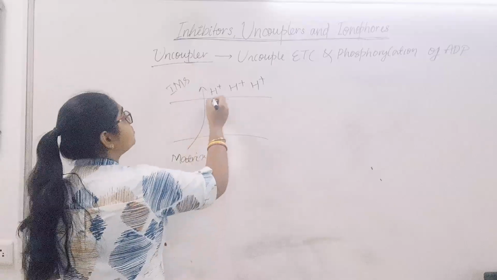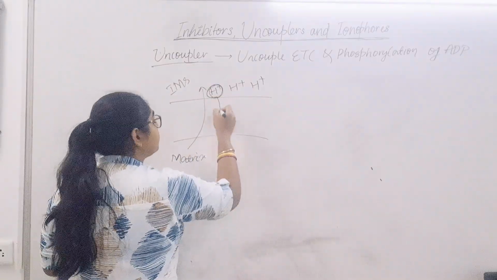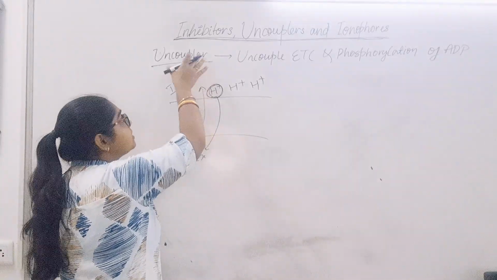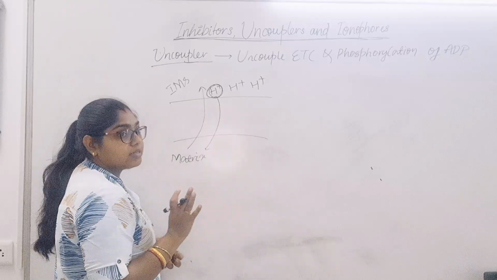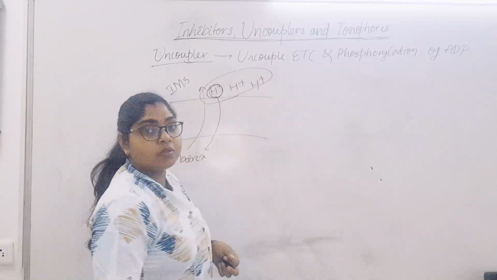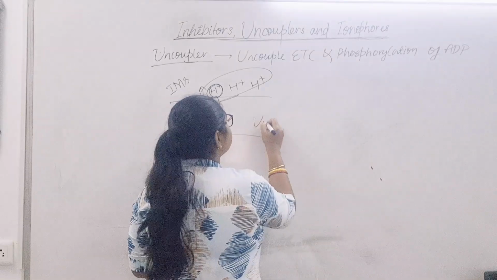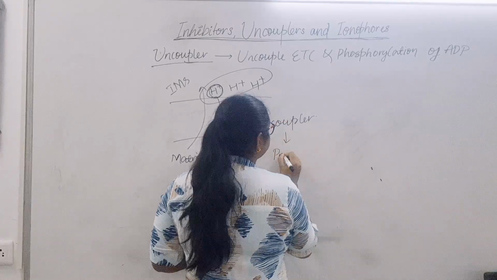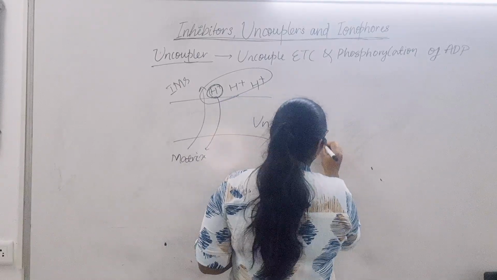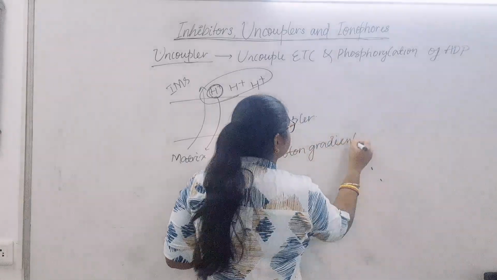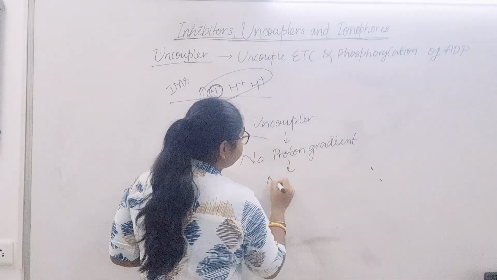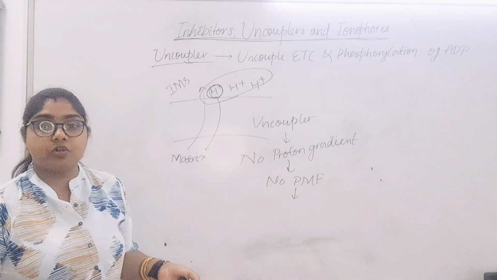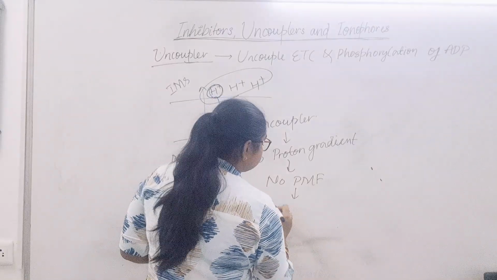But the uncouplers bind with these protons and bring them back to the matrix. At the moment a proton is exported to the intermembrane space, the uncoupler binds with it and brings it back to the matrix. That means there is no proton gradient. Uncouplers do not let the proton gradient form. When there is no proton gradient, there is no proton motive force, so it can't drive ATP synthesis. So there is no ATP synthesis.